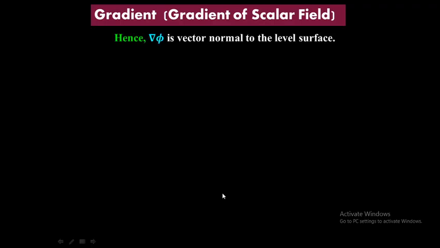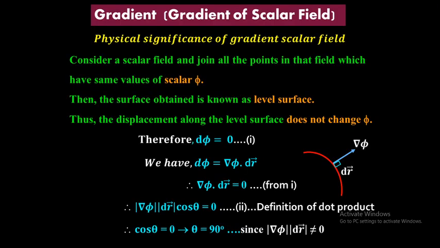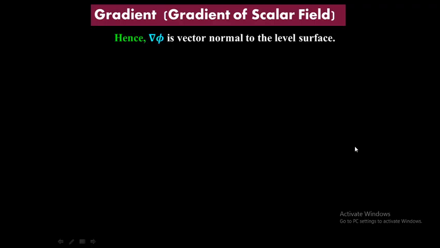Now, from this diagram and this expression, we say that del phi is the vector normal to the level surface. It means that del phi, that is the gradient of phi, is a vector quantity. So the gradient of a scalar field is a vector. From this we got the first physical significance: the gradient of a scalar field is a vector.